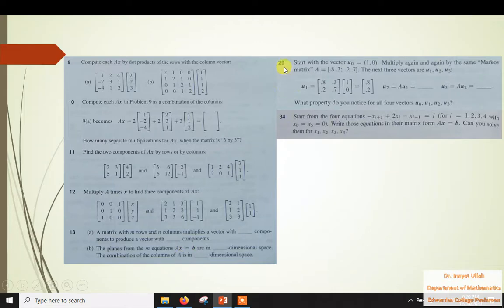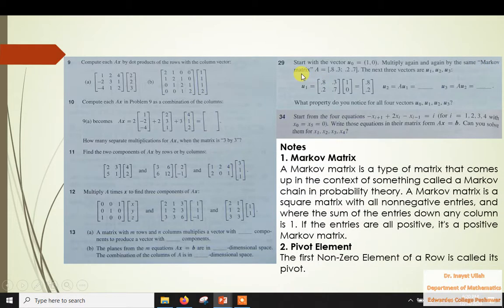Question number 29. Start with the vector u0 equal to (0, 1). Multiply again and again by the same Markov matrix. What is a Markov matrix? A Markov matrix is a matrix which is used in probability theory. The property of a Markov matrix is that the sum of the entries down any column is 1.